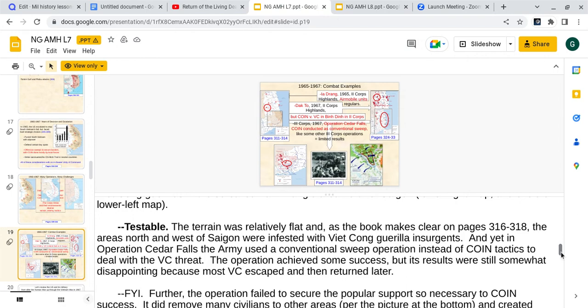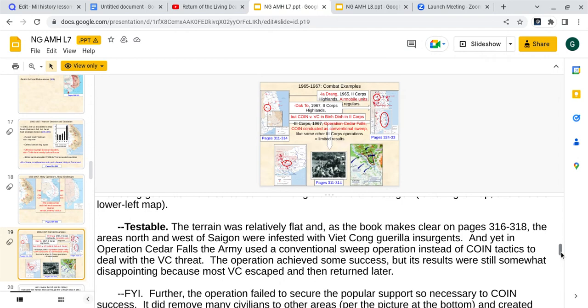So testable here is that the terrain was relatively flat, and the book's going to talk about how areas north and west of Saigon were infested with the Viet Cong guerrilla insurgents, and yet in Operation Cedar Falls, the Army used a conventional sweep operation instead of counterinsurgency tactics. So know that in Operation Cedar Falls, instead of using typical counterinsurgency where you're doing guerrilla-type warfare, now they're doing conventional sweeps, meaning they're using regular army to secure the border, right? It's not so much guerrilla warfare as it is regular army fighting in conventional sweeps to secure borders.